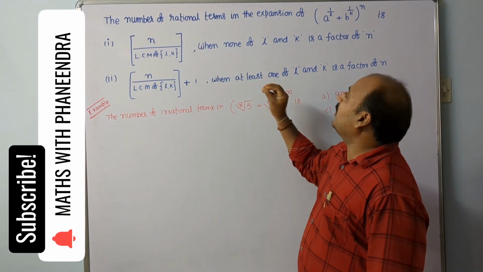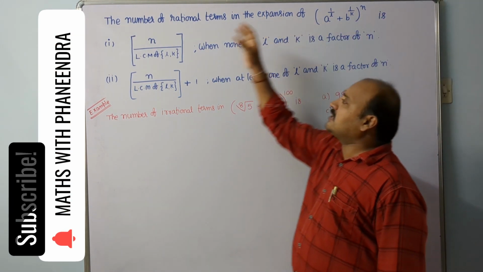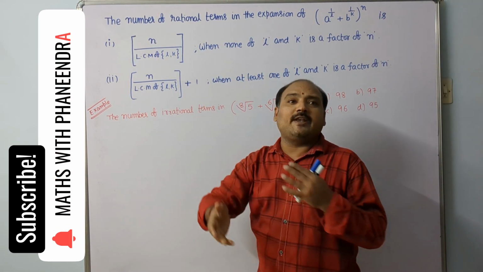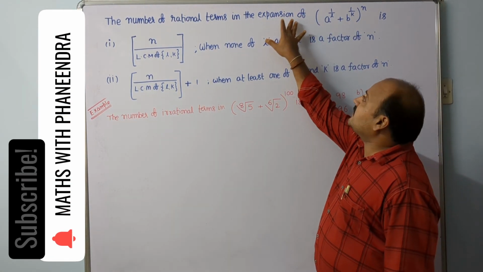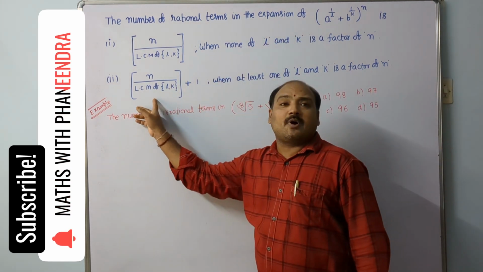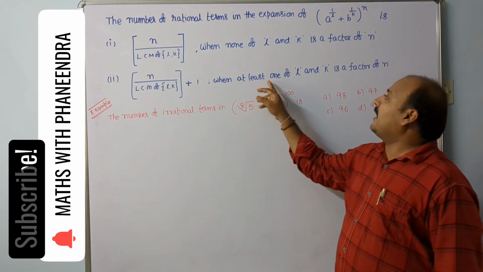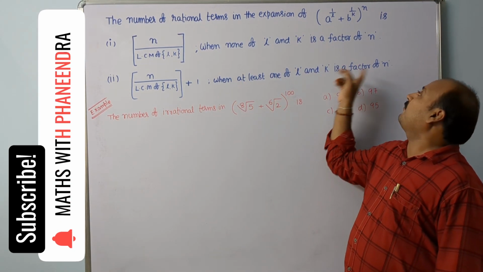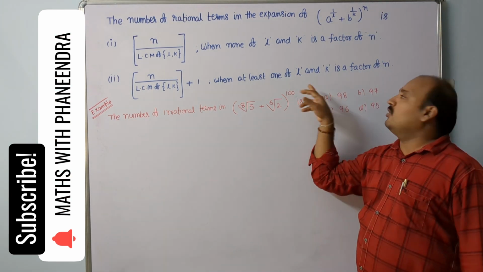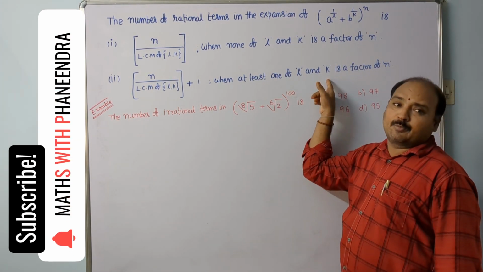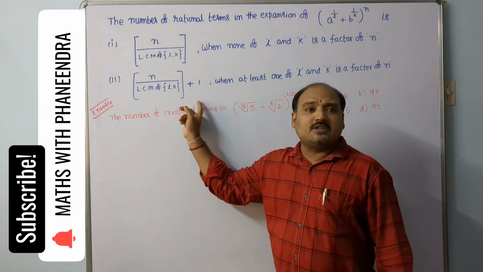Suppose you want irrational terms: the total number of terms is N plus 1. Subtract the rational terms from N plus 1 and you will get the irrational terms, dear students. Next, the number of rational terms in this expansion equals floor of N by LCM of L and K, plus 1, when at least one of L and K is a factor of N. Suppose N is 100 and L, K are 5 and 10. At least one of them is a factor, so you can apply this formula.